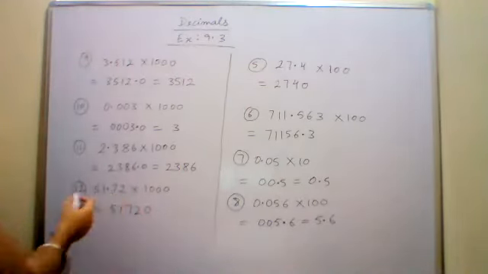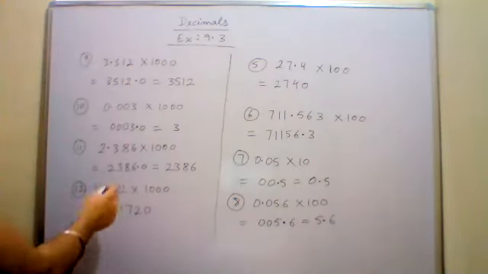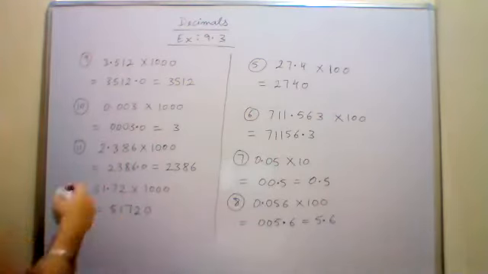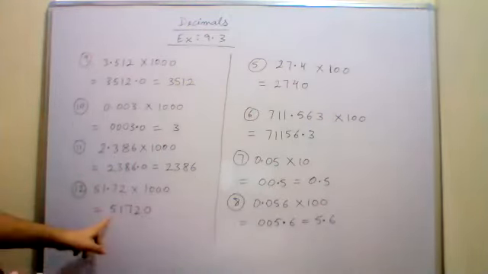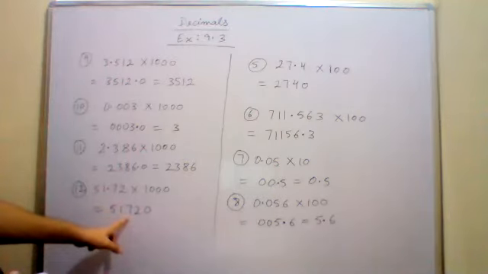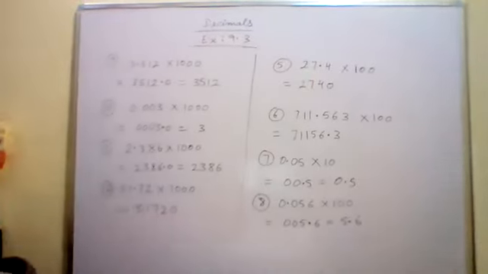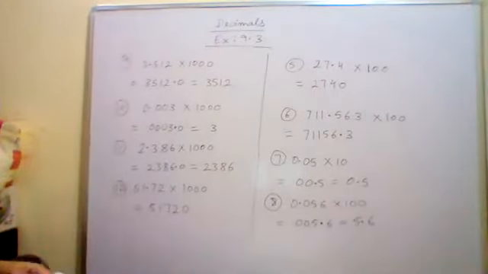There were 2 digits after the decimal, so you can easily jump the decimal 2 places. For the third place, what will you do? You will write a 0. This is the answer: 51,720. I hope it is visible.